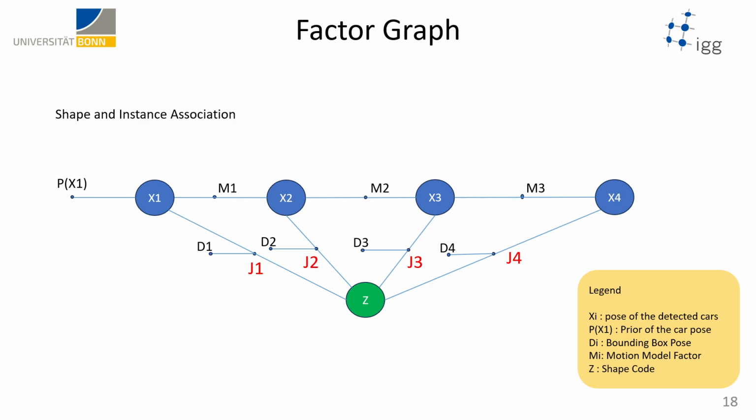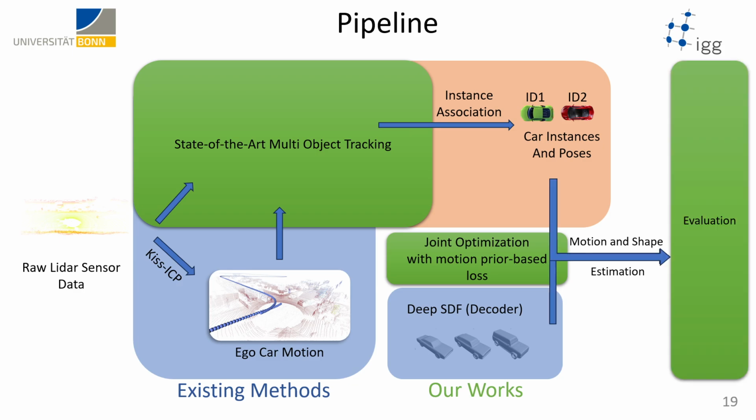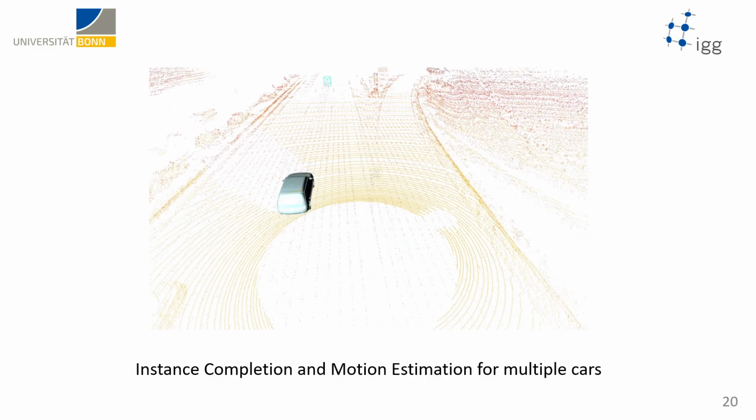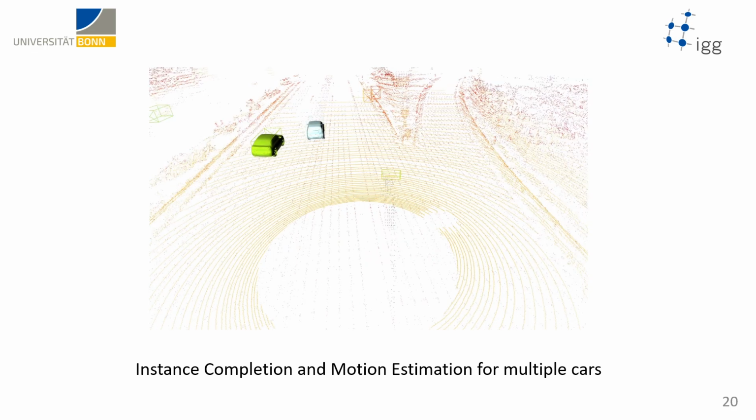Since we have association over time, we can also say, okay, this is the same car, so they'll have the same shape code over time. By doing a joint optimization, we can improve the shape better than a single frame optimization. And this is the overall pipeline where we not just estimate shape and pose in the sensor frame, but also take it to the global frame, so we can see a simulation like this where the LiDAR is shown along with detected cars and the shape estimated.